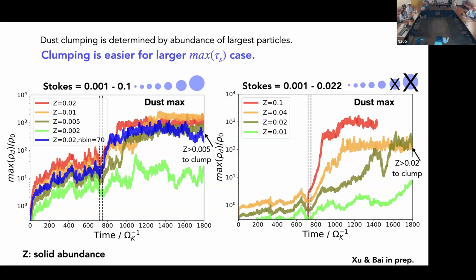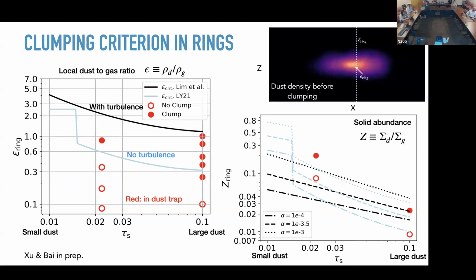Because we tried all of these different simulations, now we can plot the simulation results back onto this map of clumping criterion. On the left you're seeing, again, this curve by J. Lim with turbulence, this curve without turbulence by Li and Youdin, and then our simulation results in red. You can see that when we consider a turbulent ring, the clumping criterion is more or less going back to the case without turbulence. So it means that even in a turbulent disk, when you have a ring, because the ring is concentrating the dust very efficiently, the streaming instability actually does not require such a high local dust-to-gas ratio anymore.